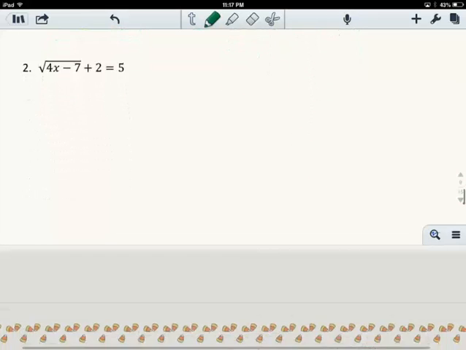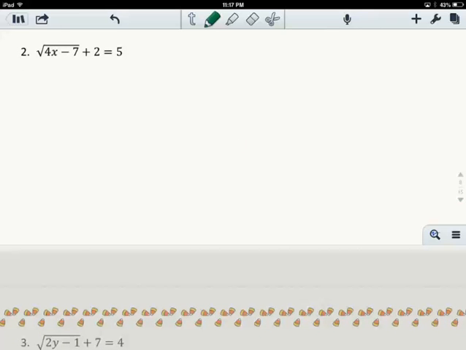Second example, we can't make them all easy, so we have to have a couple that are a little tougher, like this one. So the very first thing you want to do, get that radical that has the variable under it all by itself. So you want to isolate that 4x minus 7 that's under the square root. So you want to subtract 2 from both sides. And you will have the square root of 4x minus 7 equals 5 minus 2 gives us a 3.